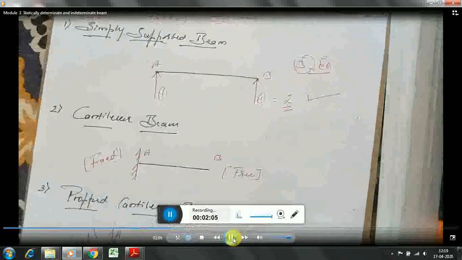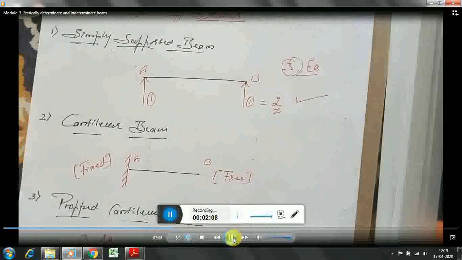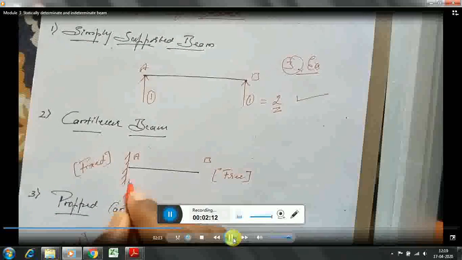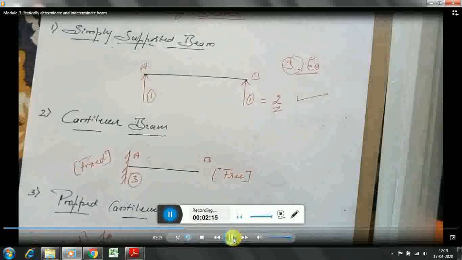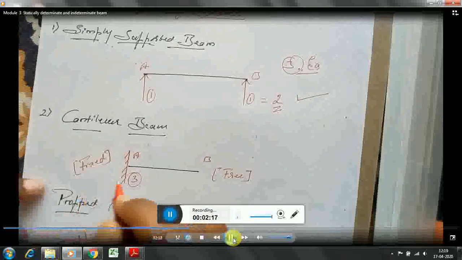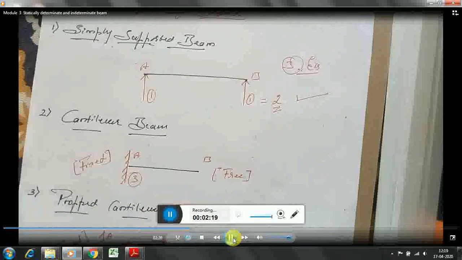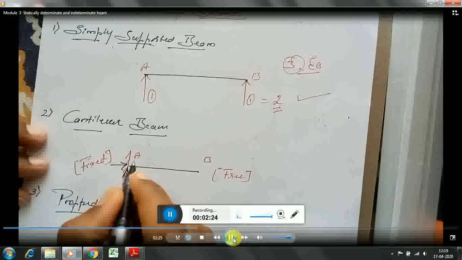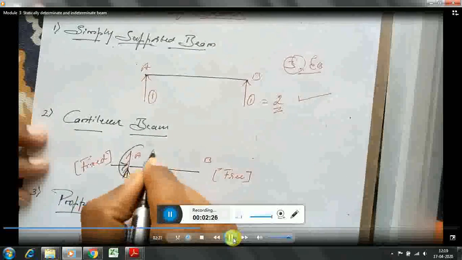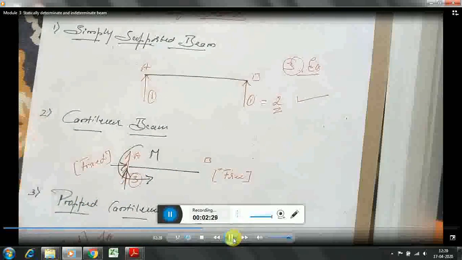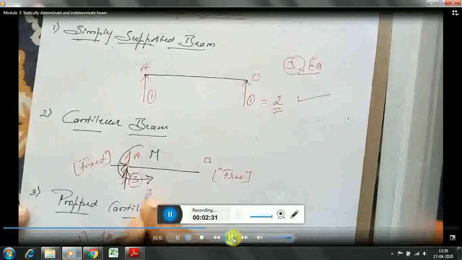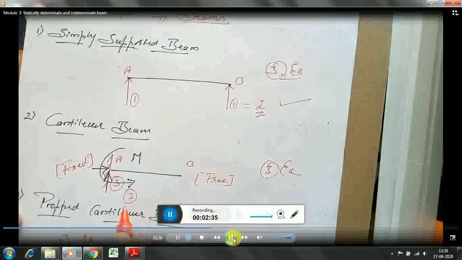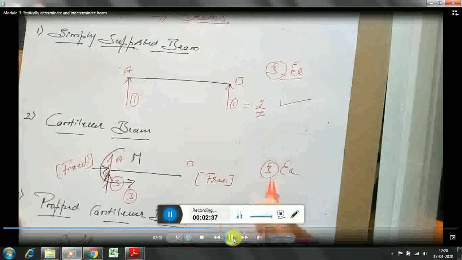The second example is the cantilever beam. The cantilever beam has three reactions at point A because it is a fixed end. A fixed end produces three reactions: one in the vertical direction, one in the horizontal direction, and one is the moment. So totally it produces three reactions, and I have three equilibrium conditions. So three unknowns, three equations. So it is also a statically determinate structure.